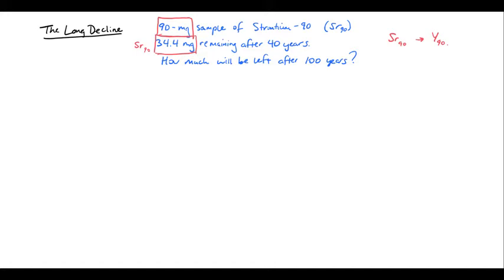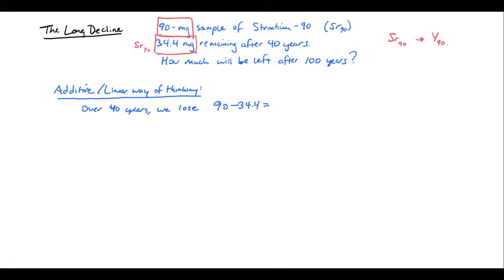Now, there's a couple of logical ways of thinking about this problem, but one of them actually reflects the science underneath what's going on here, and one of them doesn't. So let me first talk about an additive or linear way of thinking. Okay, so this is the additive or linear way of thinking. So over 40 years, we lose how much? 90 minus 34.4, which comes out to, I think, 55.6 milligrams of SR90.